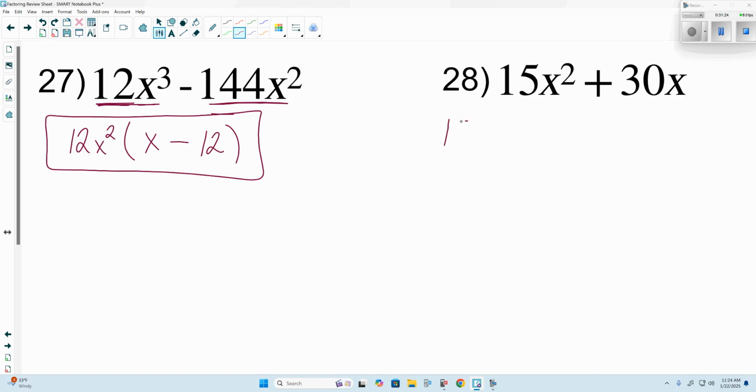Almost. 15x. So the 15x, when factored out 15x squared, we're left with x.